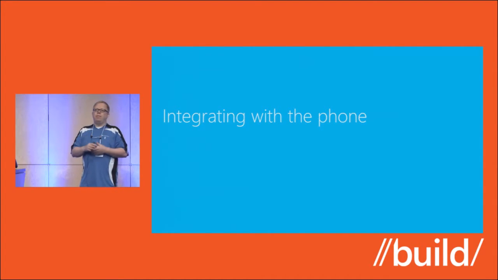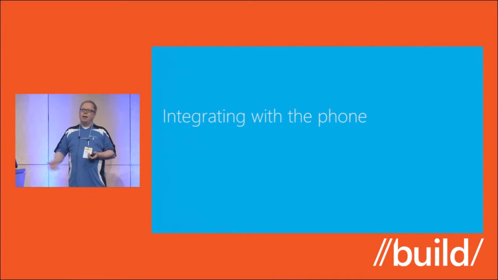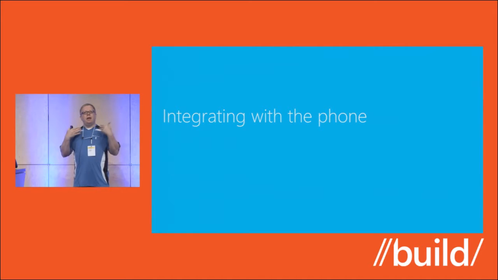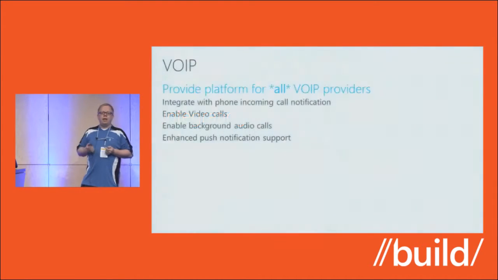In the past you could do Search Extras, so your application could integrate with Bing. You could integrate with the Music Hub. You could integrate with the Games Hub. What we wanted to do in Windows Phone 8 is really take that integration to the next level. And one of the main areas we've been doing that is VoIP.